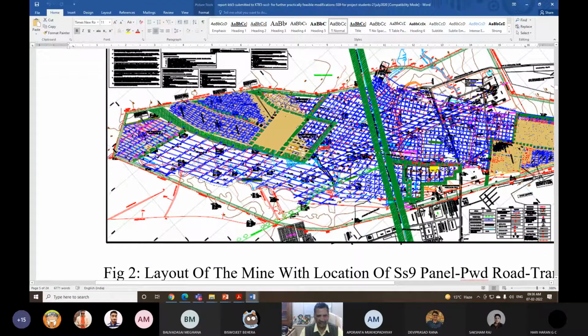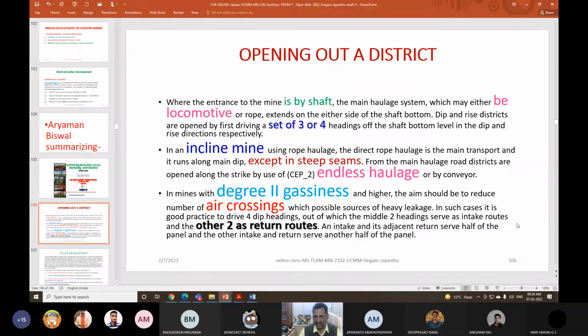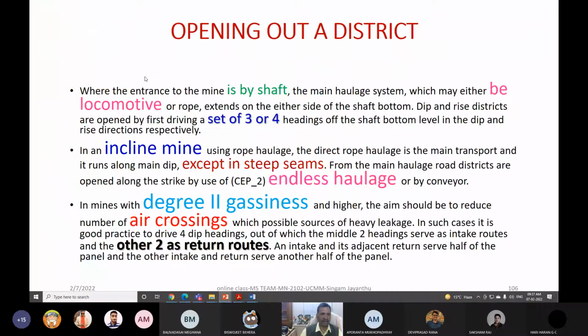This much is sufficient, just to show you how mines are opening the district. Now let me tell you about this, which will be better. When the entrance to the mine is by a shaft, the main haulage system may be locomotive haulage. While explaining this, I was giving you some examples.